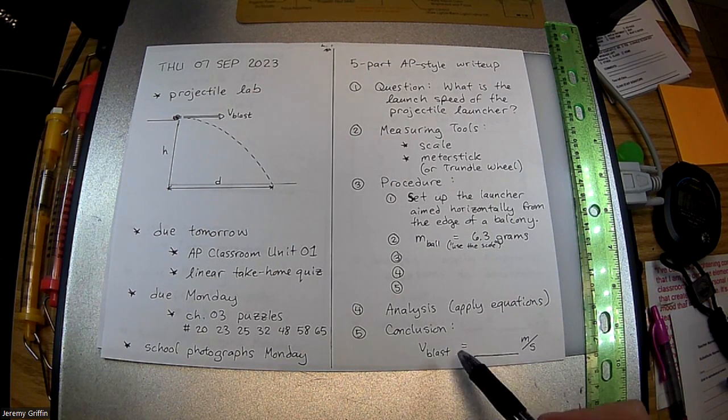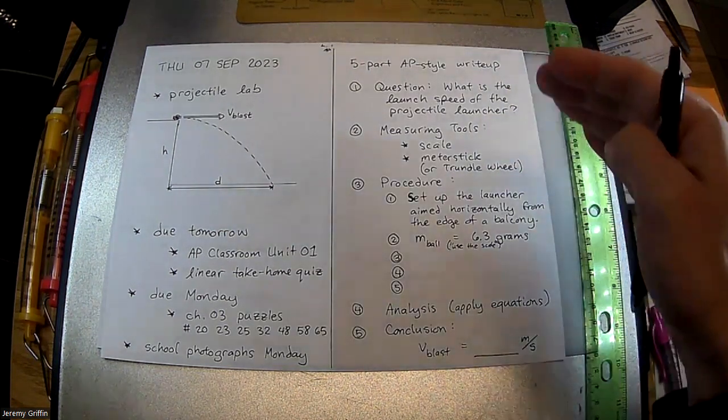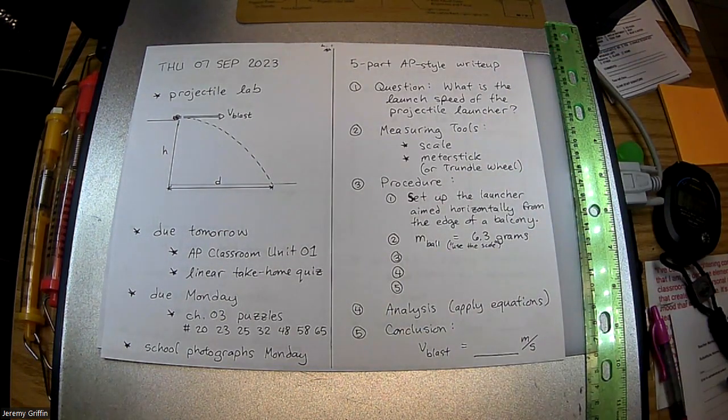And your conclusion: the launch speed is so many meters per second, because that would answer the question. You guys see that nice outline right there? You guys got written down at least what I got written down so far? Because I'm giving you guys a head start with that write-up. Yeah, if you need to real fast. Guys get so far? Okay.